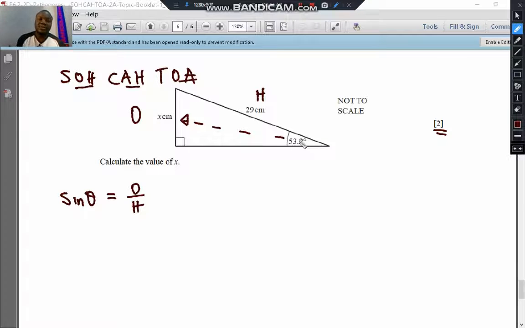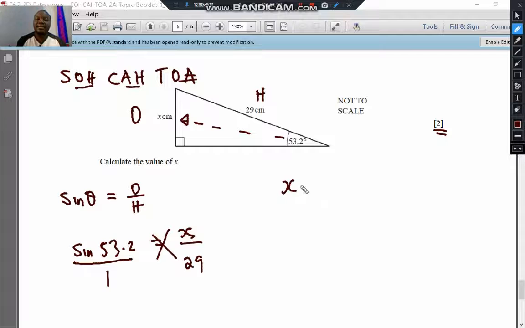And then the next thing is to make our substitutions here. So theta in this case is 53.2. So we're going to say sine 53.2 equals the opposite, which we don't know in this case, which is x, over the hypotenuse, which is equal to 29 centimeters. As we did in our previous example, we need to say over 1 here because we want to find x. So if we cross multiply, 1 times x gives us x equals 29 multiplying sine 53.2.